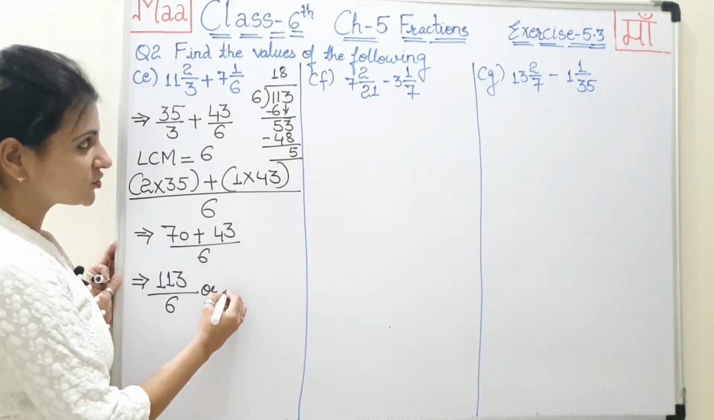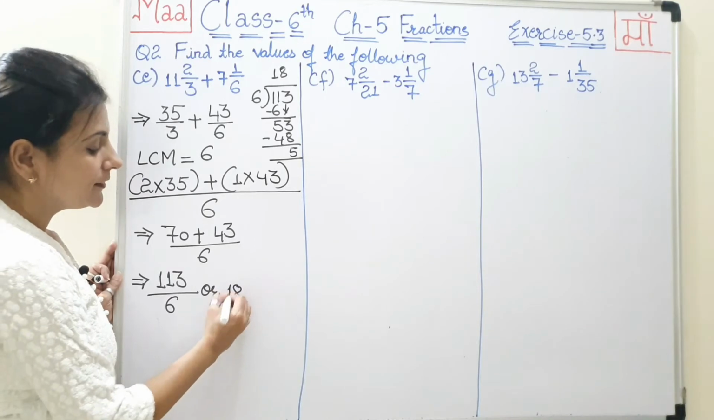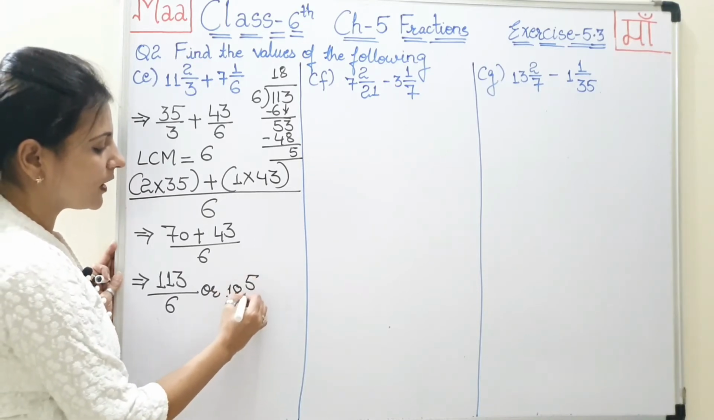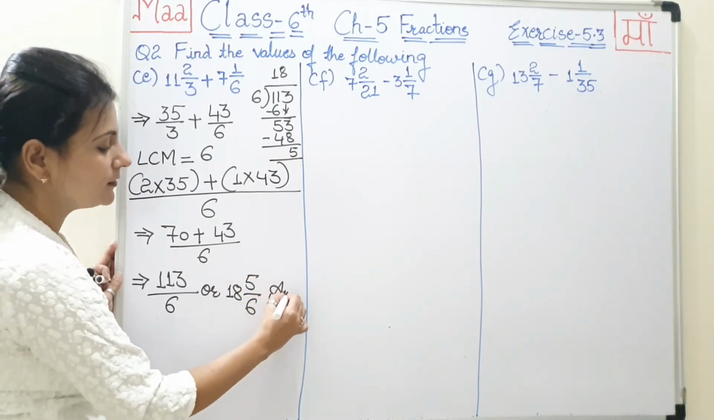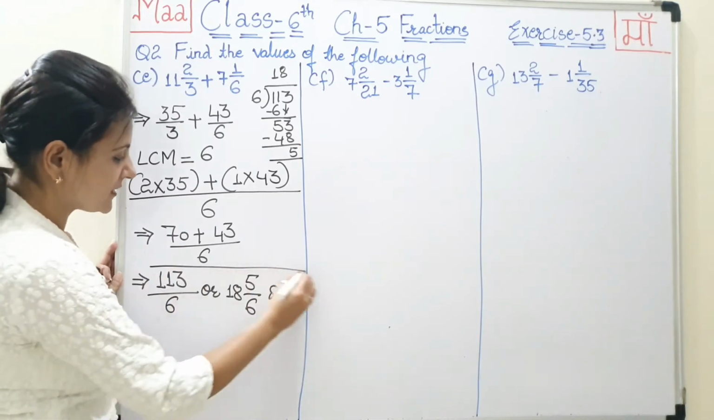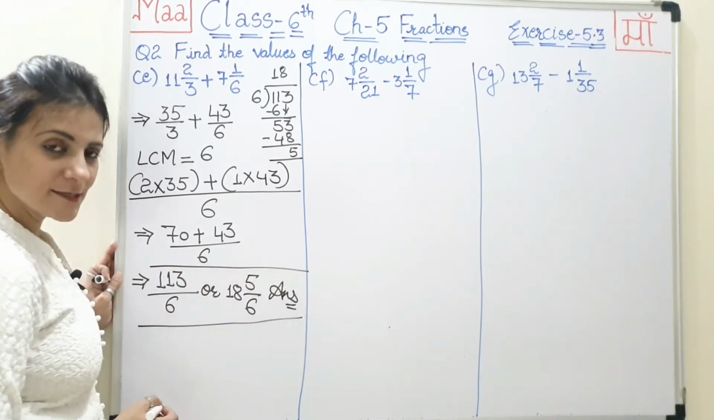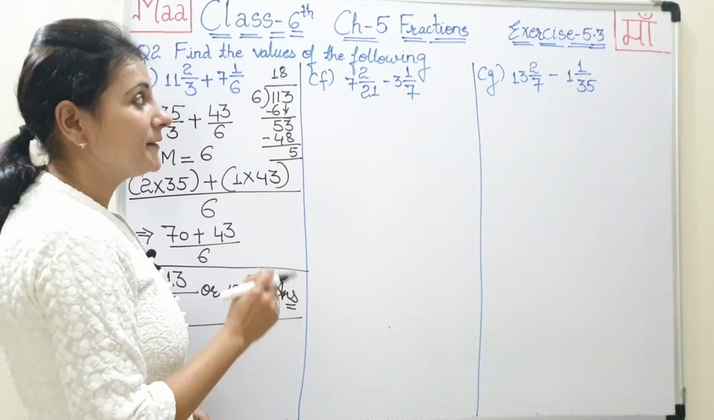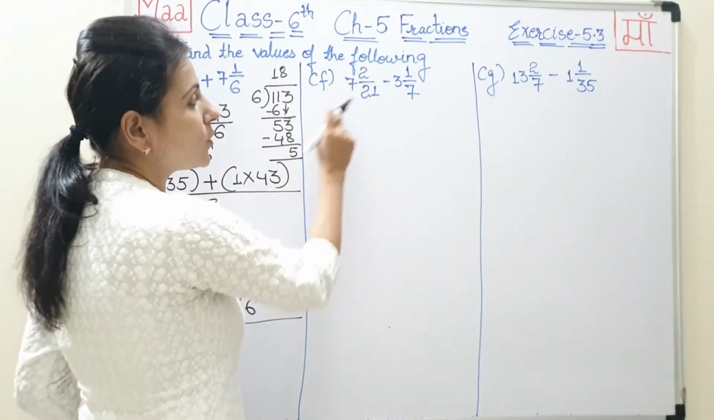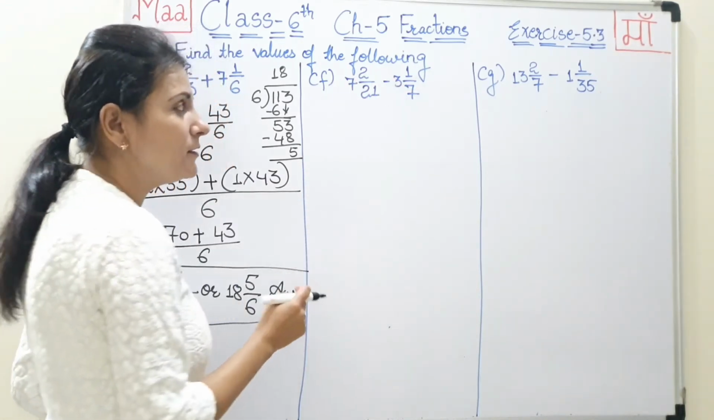तो इसको जब हम mixed fraction में लिखेंगे तो हमारे पास आ जाएगा 18 is to 5 upon 6. This will be the answer in the mixed fraction. Okay students? So pay attention now on part F. It is 7 is to 2 upon 21 minus 3 is to 1 upon 7.